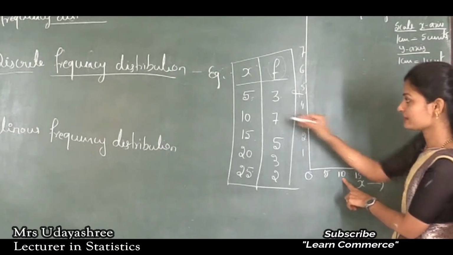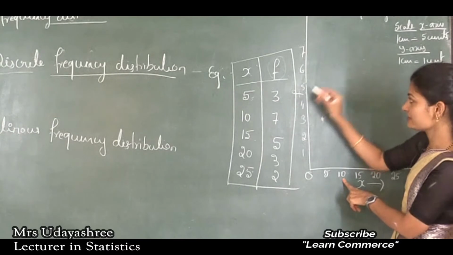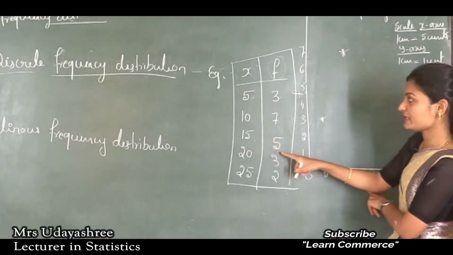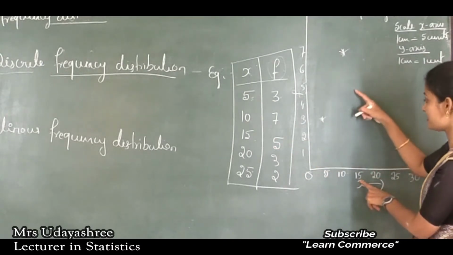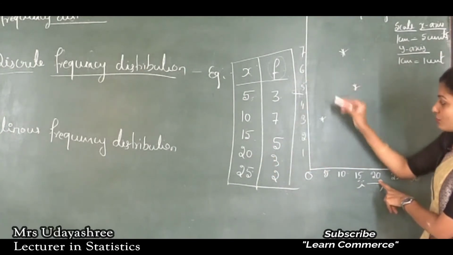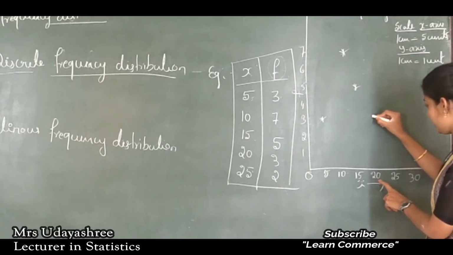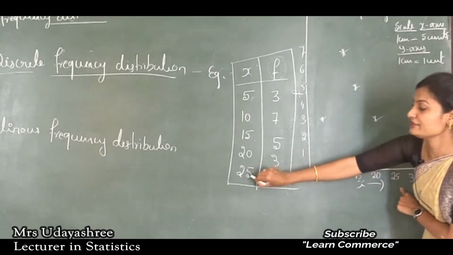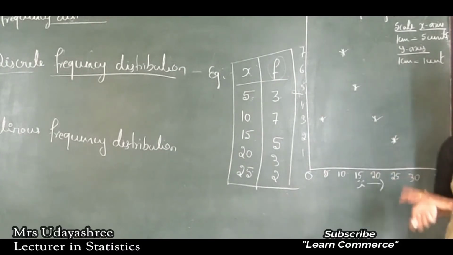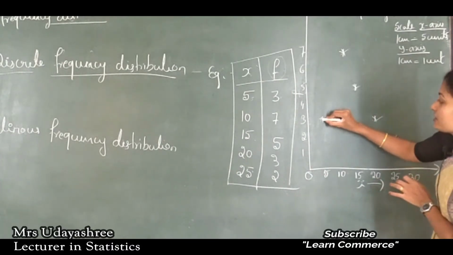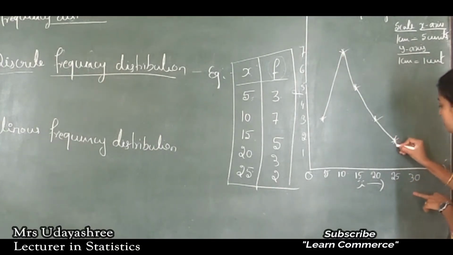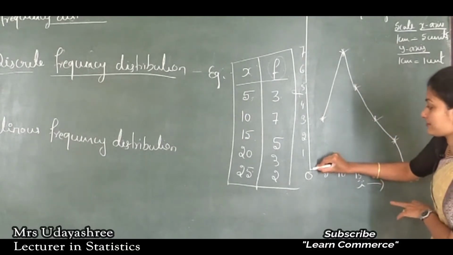Next, for 10 the corresponding frequency is 7, so we mark here. For 15 the corresponding frequency is 5, so we mark here. For 20 the corresponding frequency is 3, so we mark here. For 25 the corresponding frequency is 2, so we mark here. After that, we join these points by straight lines, and then join the end lines to the base line.